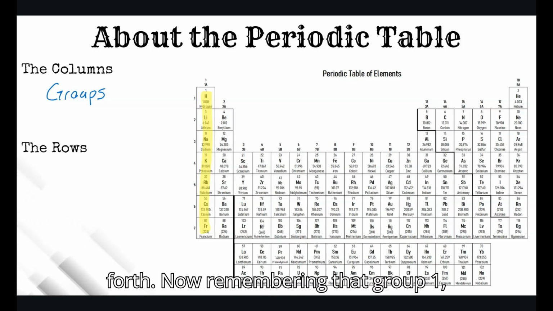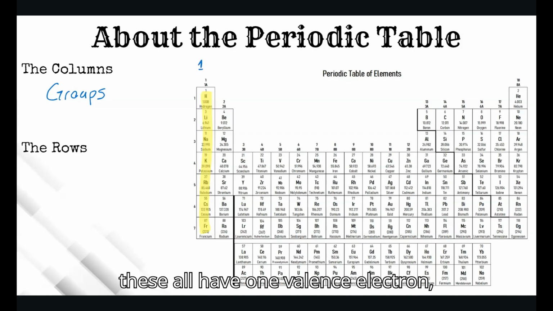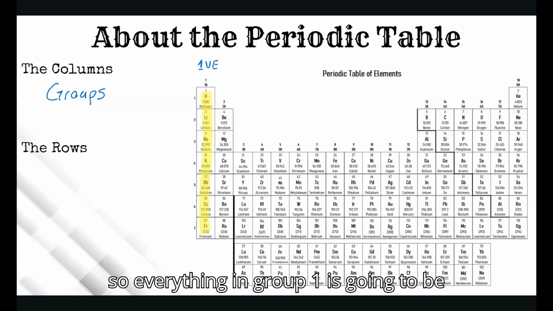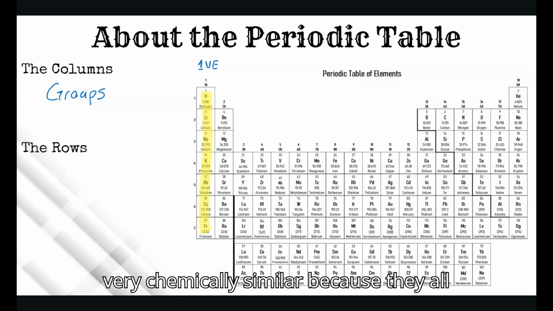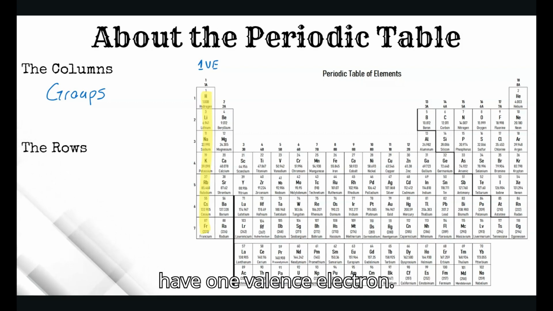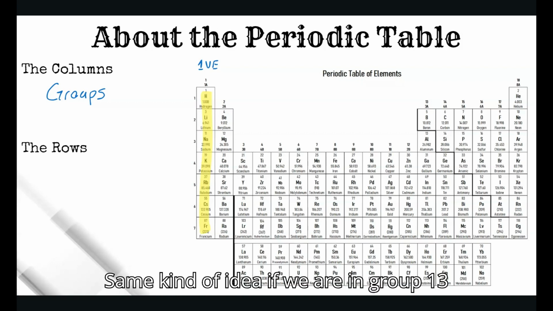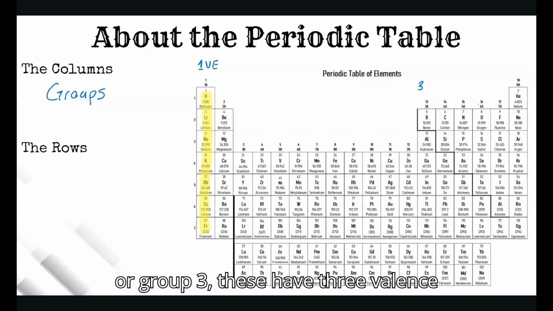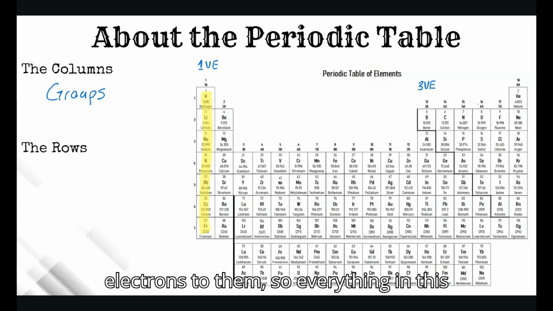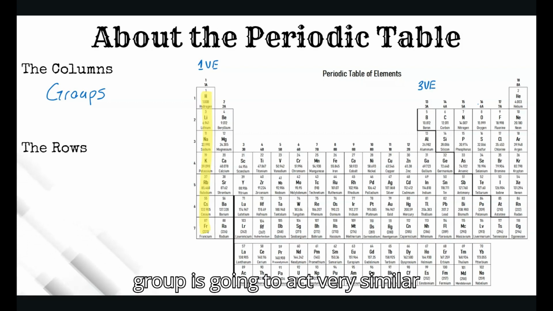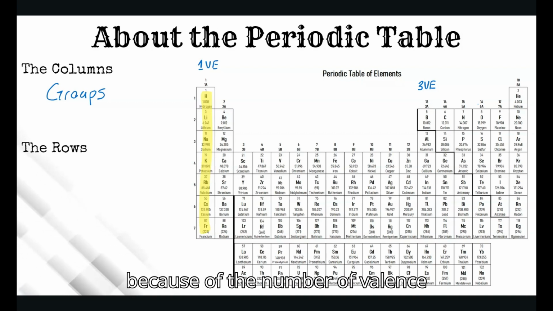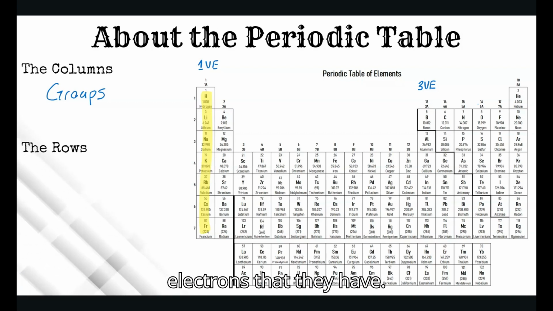Now, remembering that group 1, these all have one valence electron. So everything in group 1 is going to be very chemically similar because they all have one valence electron. Same kind of idea if we are in group 13 or group 3. These have three valence electrons. So everything in this group is going to act very similar because of the number of valence electrons that they have.